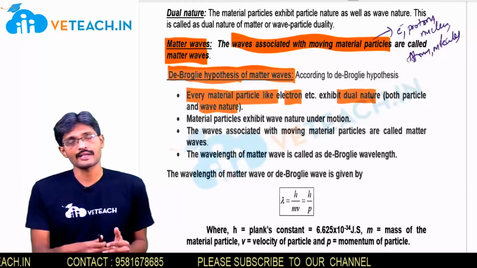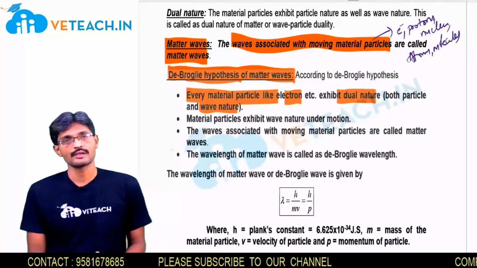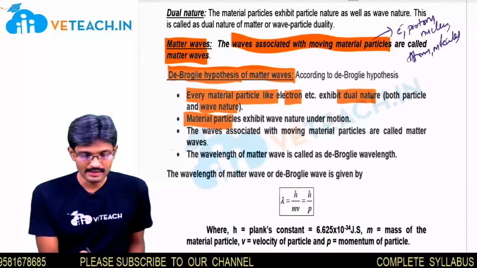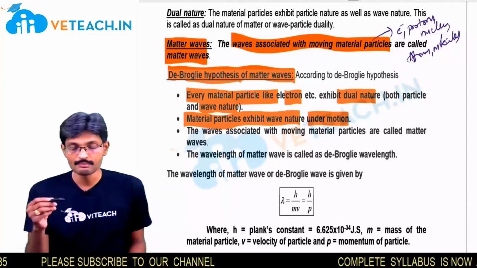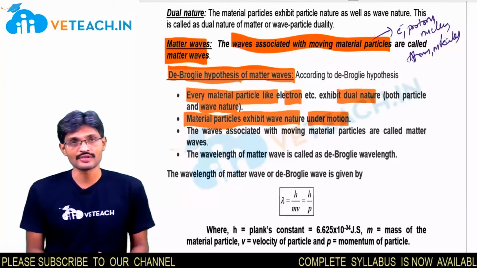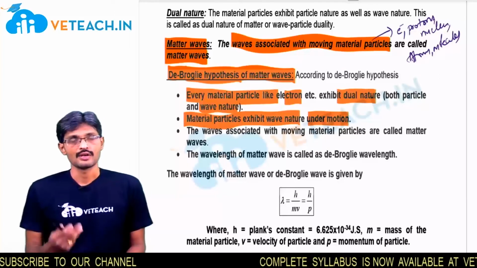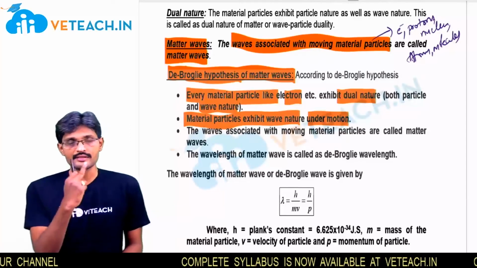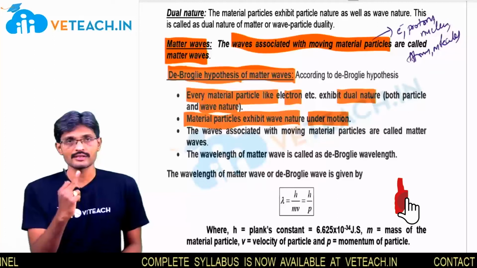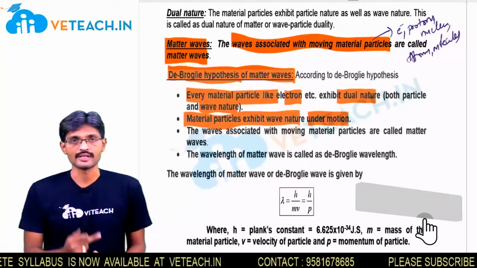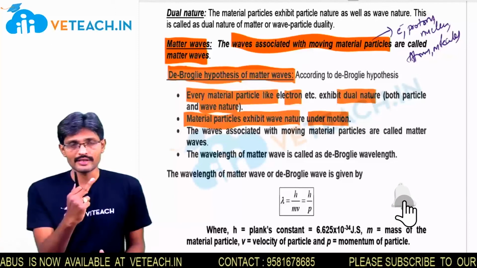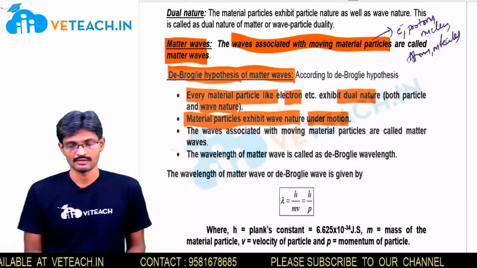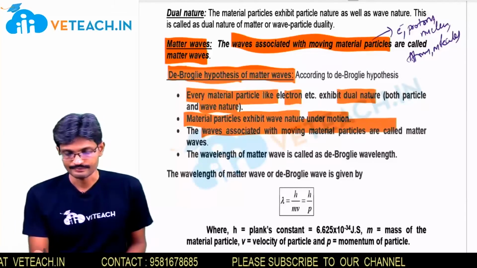According to his hypothesis, a material particle exhibits wave nature under motion. So when the particles are in motion, they exhibit wave nature. For example, we studied in earlier classes that electrons revolve around the nucleus. Since the electron is in motion, revolving around the nucleus, as long as it is revolving, it exhibits wave nature. The wave associated with this electron is called a matter wave.